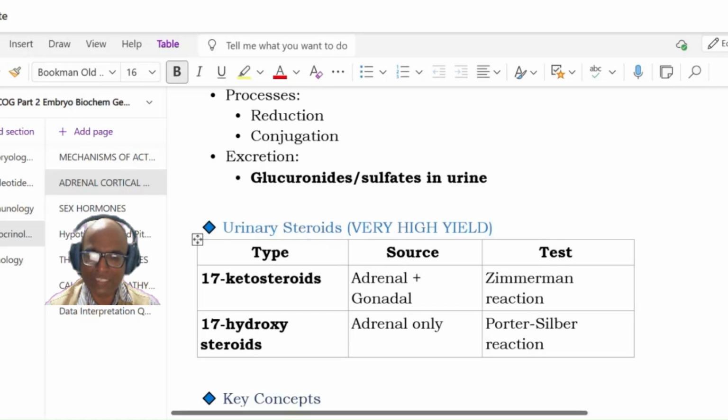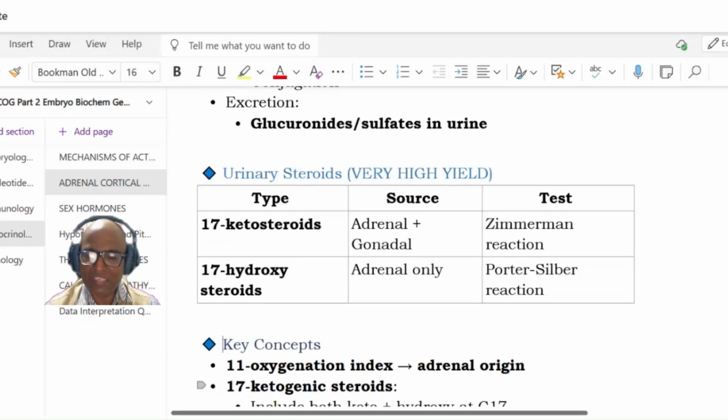When these 17 ketosteroids are present, the Zimmermann reaction will give the purple color, and the source of these ketosteroids is from the adrenal as well as gonadal. While 17 hydroxysteroids are mainly from the adrenal, and the test here is the Porter-Silber reaction. It will detect the 17 hydroxysteroids, and the source is mainly the adrenal only. These reactions are older reactions. I don't think they will ask you, because nowadays enzyme assays are mainly carried out and not these traditional tests.